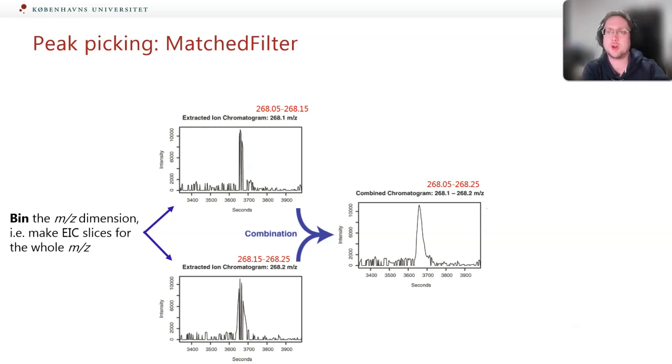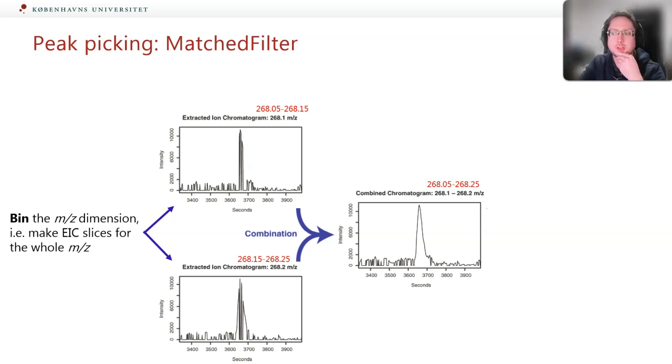So here you can see that we have cut two slices of data, one going from 268.05 to 268.15, another one with higher masses from 268.15 to 268.25. You will see that it looks like our real peak actually falls right between these two so-called bins. Some of the data points have ended up in the upper bin here, some of them have ended up in the lower bin. So what the algorithm does is it combines adjoining bins, so we get one bin where we have a nice peak.